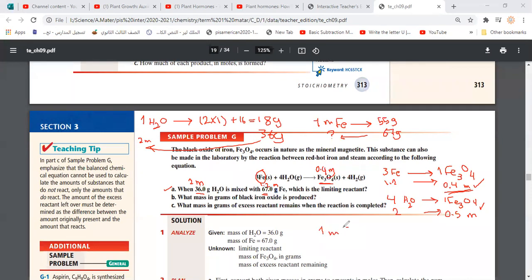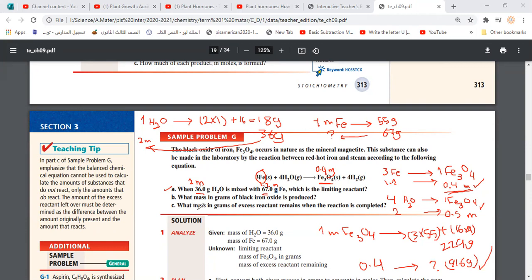So 1 mole of Fe3O4 equals how many grams? Let's find. 3 multiply 55 plus 16 times 4. So overall it equals 229 gram. That's for 1 mole. So what does 0.4 mole equal? 91.6 gram. Brilliant.